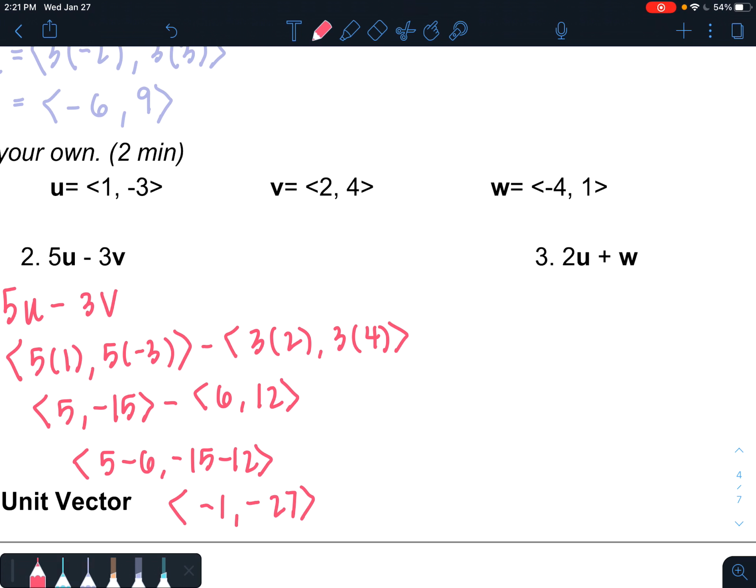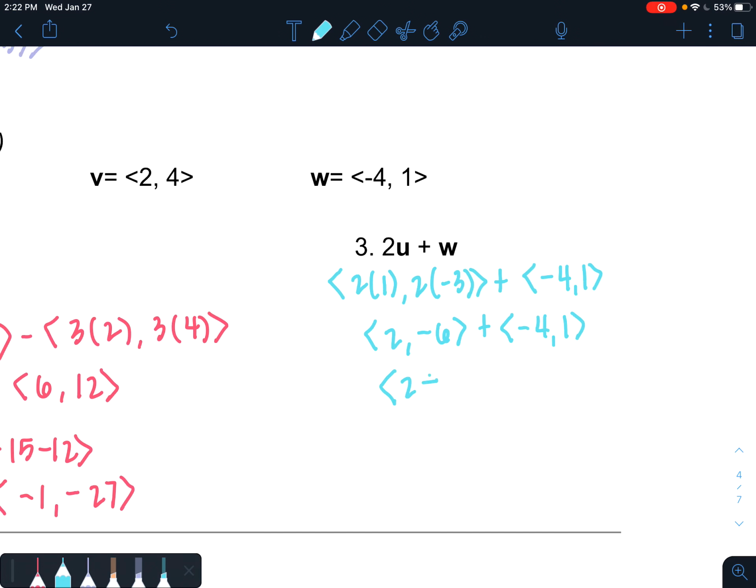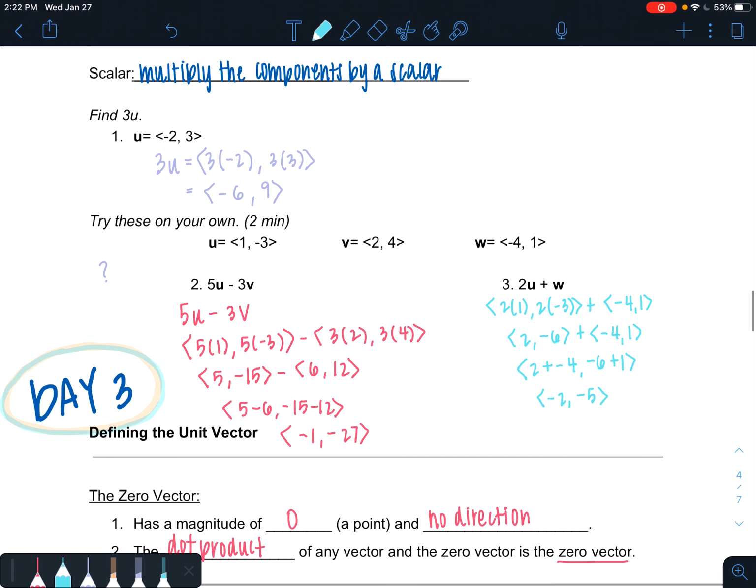All right, then this next one here, we've got 2u plus w. So change up my color here. So I'm gonna have 2u plus w is gonna be 2 times 1, 2 times -3, plus w, which is -4, 1. So we have 2, -6 plus -4, 1. Then 2 plus -4, -6 plus 1, which is finally -2, -5. Now you don't need to show nearly as much work as I did, but I'm just showing work so that you guys can follow along a little bit.